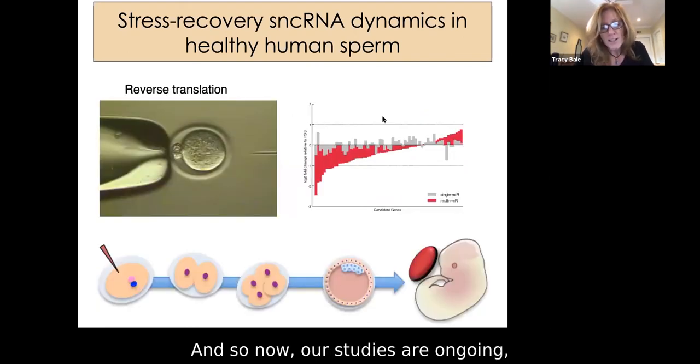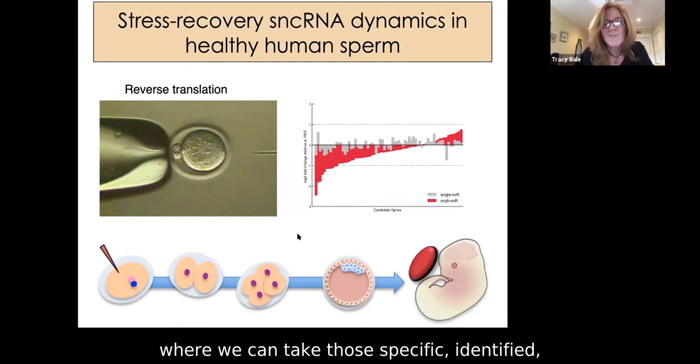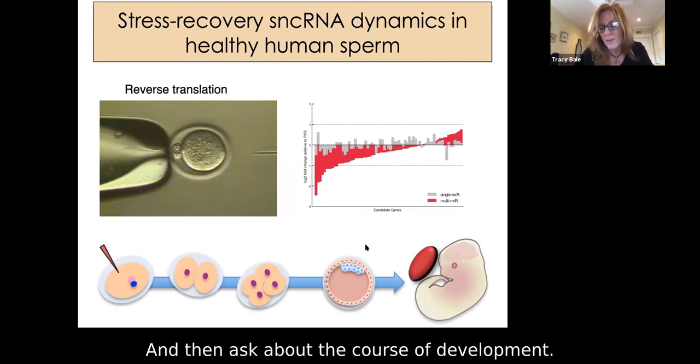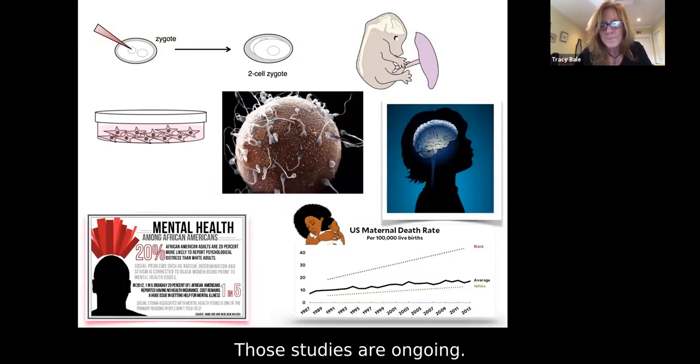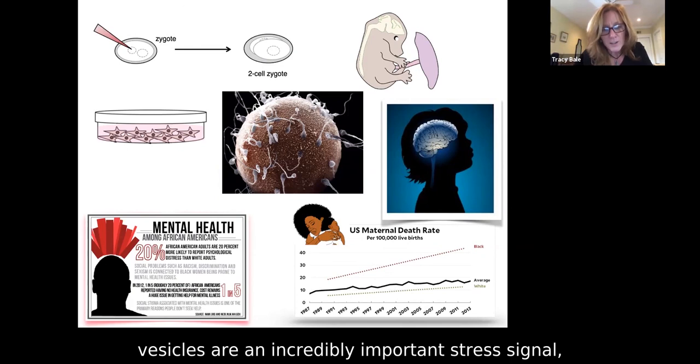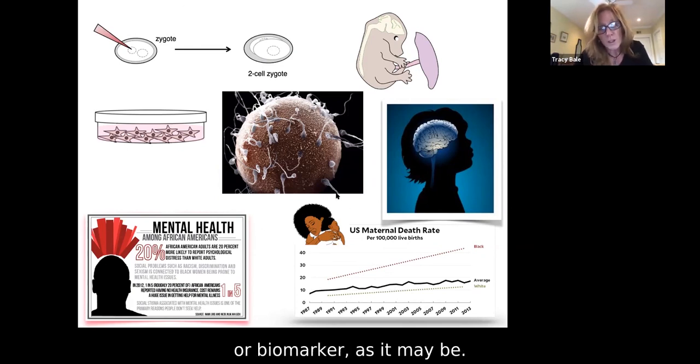And so now our studies are ongoing where we can take those specific identified small non-coding RNAs, inject them in mice zygotes, and then ask about the course of development. Those studies are ongoing. So just to finish up here, I hope that I have demonstrated to you that extracellular vesicles are an incredibly important stress signal or biomarker, as it may be.